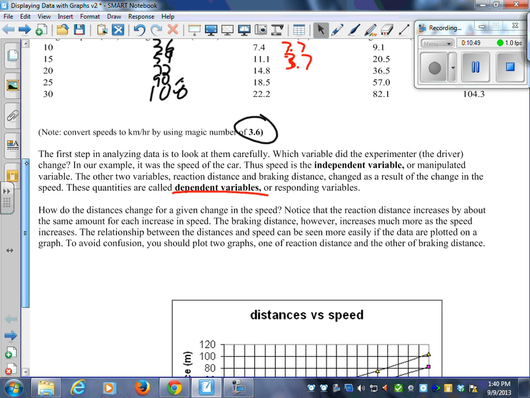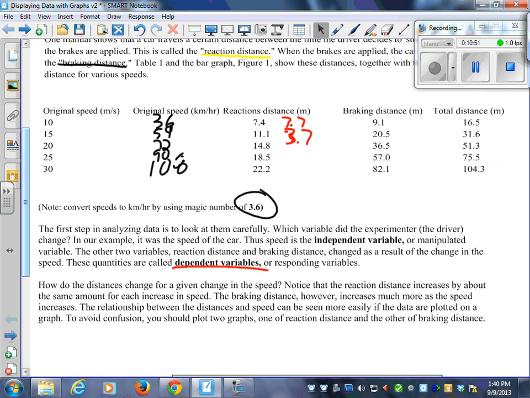And if I go back to here, you don't even need to do the math. You can tell here that the braking distance is going up. Like that's 9 to 20, that's about 11. 20 to 36, that's like 16. 36 to 57, that's like 21. They're getting bigger and bigger and bigger. What's that going to look like on a graph?